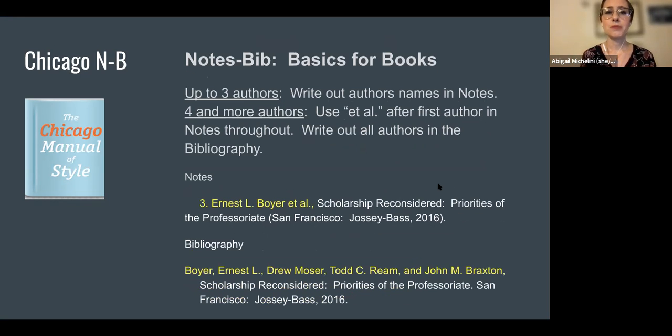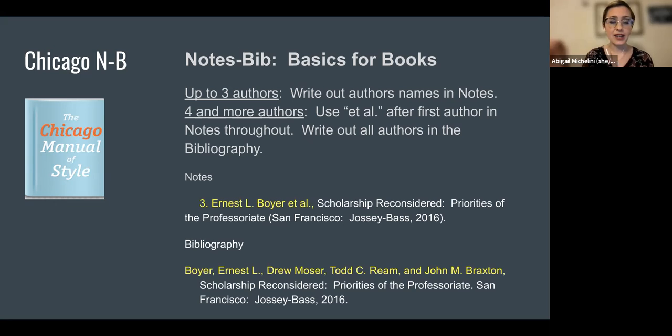Okay, so basics for books and Notes Bib, up to 3 authors, you write out the authors' names in the notes. 4 or more, you get to use the et al. So you notice all the citation styles have different rules about this et al and how many names to spell out. So there's something that you would want to memorize to check on. Does that make sense?